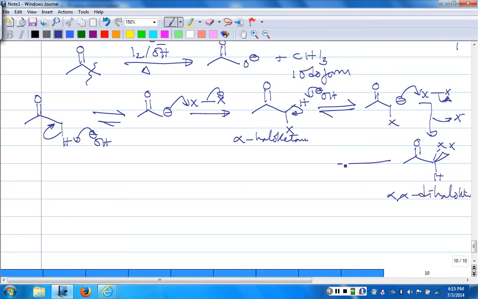Well, again, that's even more acidic than its predecessor. In the presence of hydroxide, and these are all acid-base reactions, we can get deprotonation. I'm going to lose water.